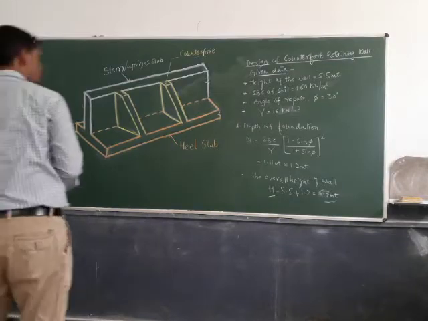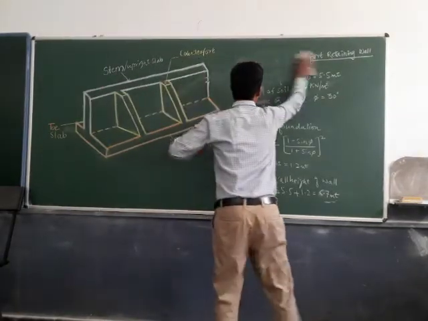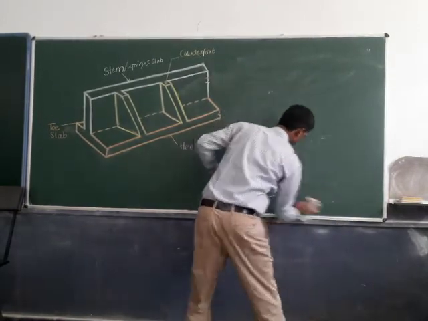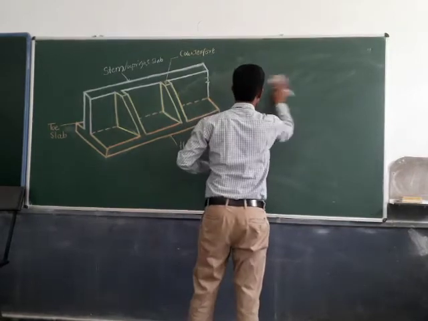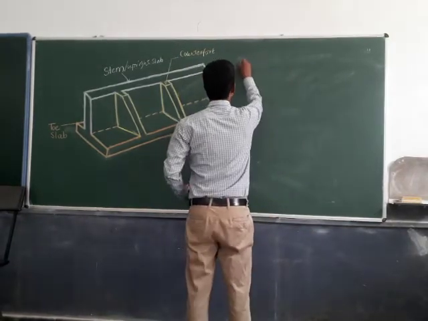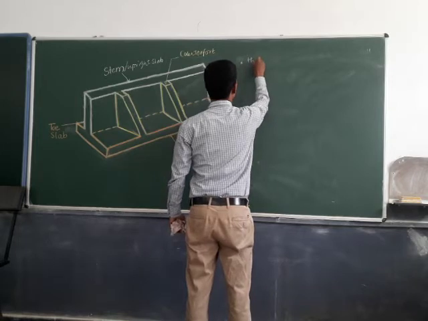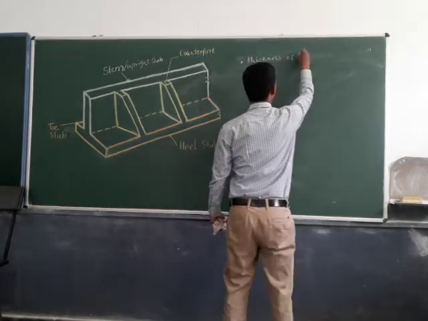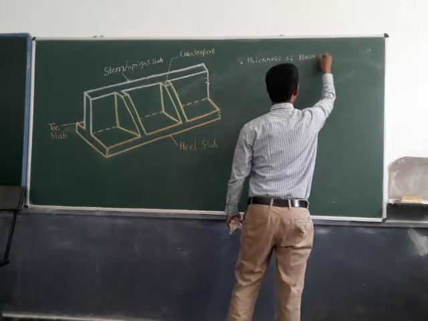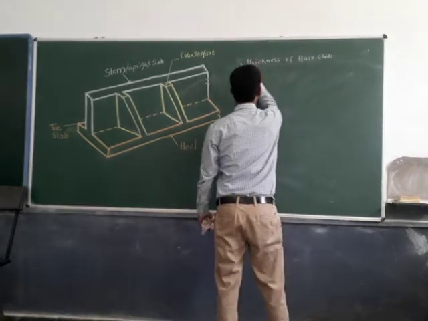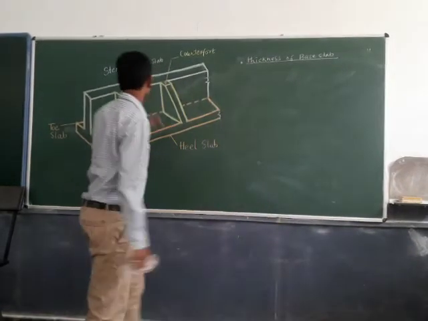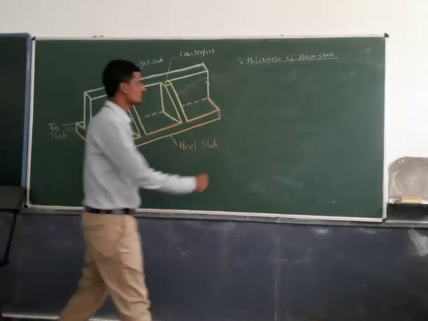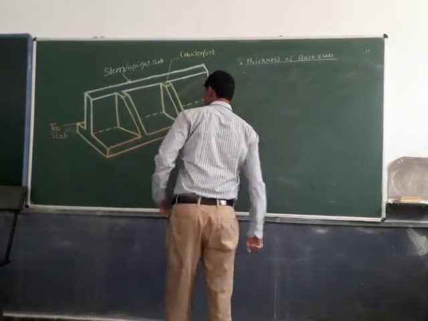Now next, you have to go for the thickness of the base layer. The next dimension you have to find out. So let us find out here: thickness of base layer. Okay, one by one we find. So we got the total height of the retaining wall. Now we have to find what should be the thickness of the base layer, again using the thumb rule to calculate.